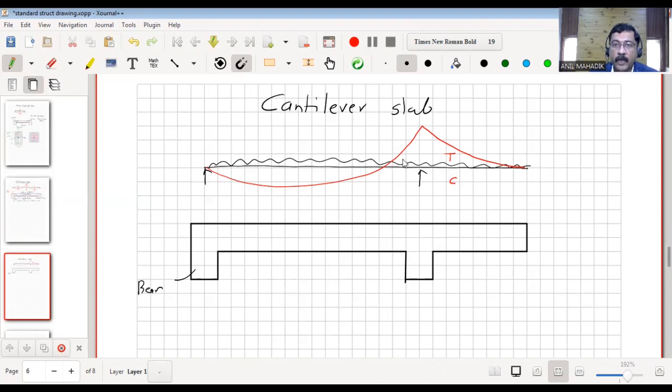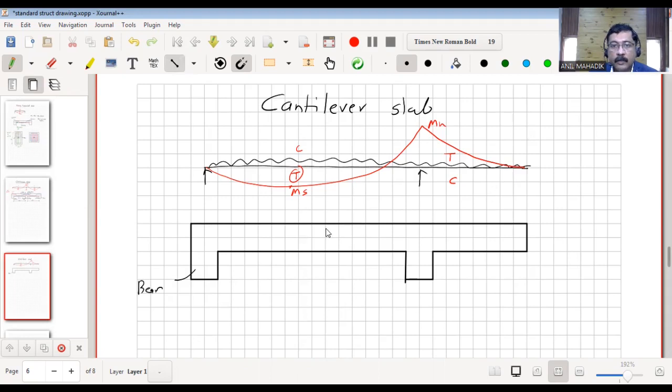So there will be continuity. That's why we need to provide this reinforcement in the back beam also. And then there will be moment here, so tension here and compression at the top. So this is your hogging moment, we can say, and this is your sagging moment. Now, how should I detail? So the detailing is same.